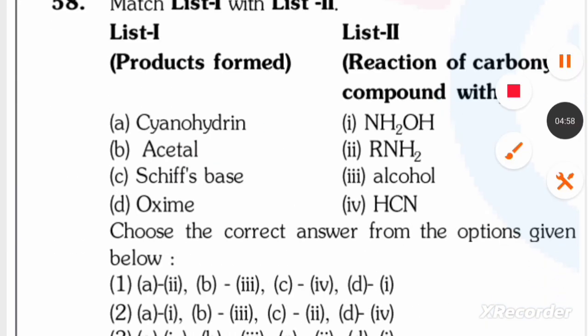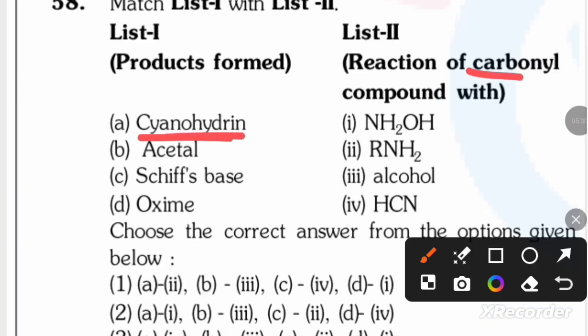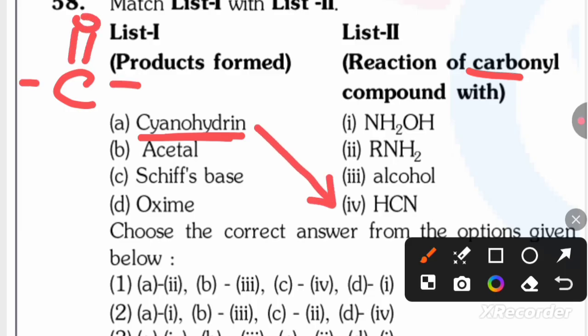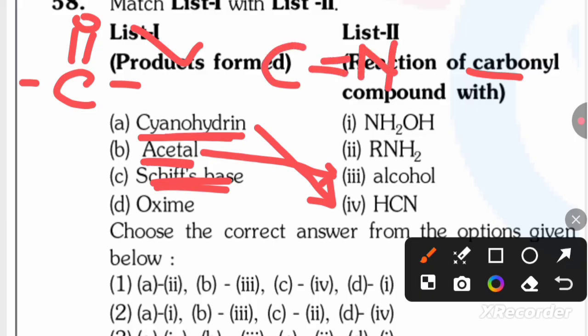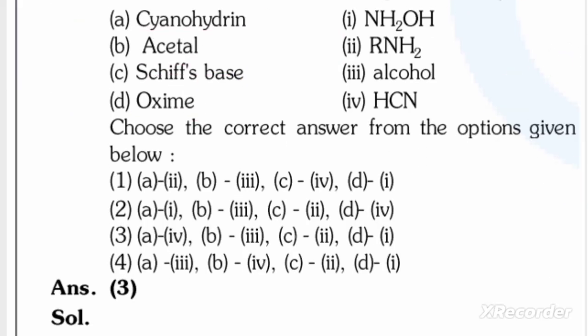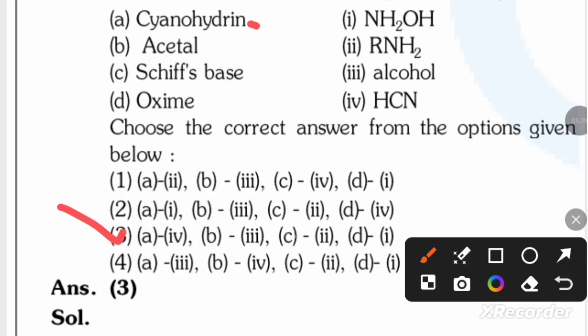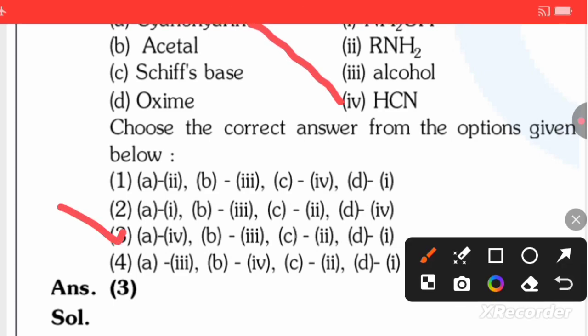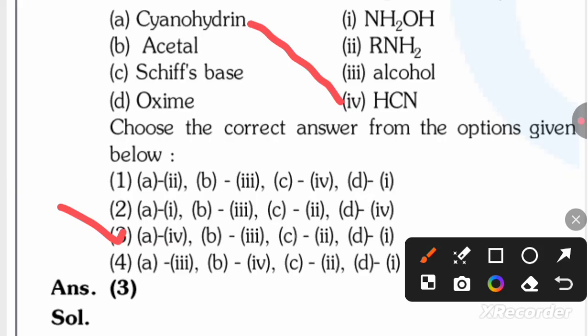We have one more matching question here. Cyanohydrin forms when carbonyl compounds react with HCN, hydrogen cyanide. Acetal forms when a carbonyl compound reacts with alcohol. Schiff's base, meaning a carbon-nitrogen double bond, forms when a carbonyl compound reacts with a primary amine, and oxime forms when a carbonyl compound reacts with hydroxylamine. So option 3 is the right answer, where cyanohydrin forms when aldehydes or ketones react with HCN, and acetal forms when a carbonyl compound reacts with alcohol.